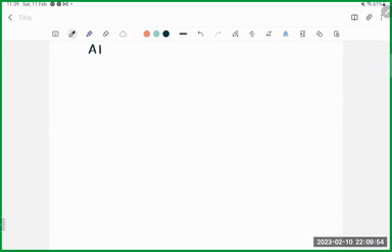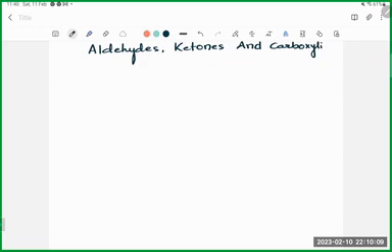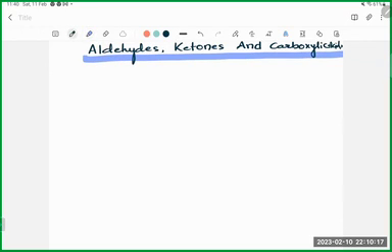So let's begin. Aldehydes, ketones, and carboxylic acids. These are the functional group compounds which we have as carbonyl containing compounds. So basically, let me introduce over here the first, aldehyde.